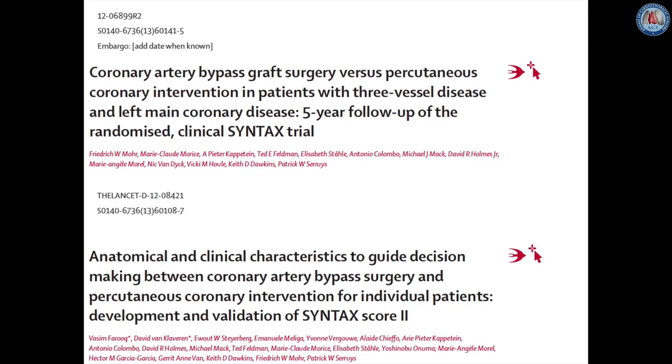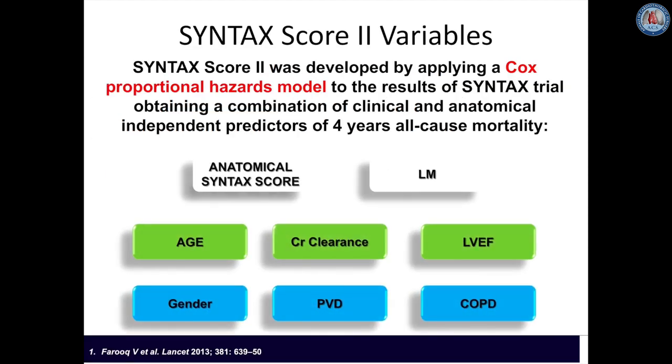So a couple of years ago, with Frederick Moore, we published a paper on the anatomical and clinical characteristics to guide decision-making between coronary artery bypass surgery and percutaneous coronary intervention for the individual patient. I insist on that, individual patient. And that was the development and the validation of the Syntax score 2.